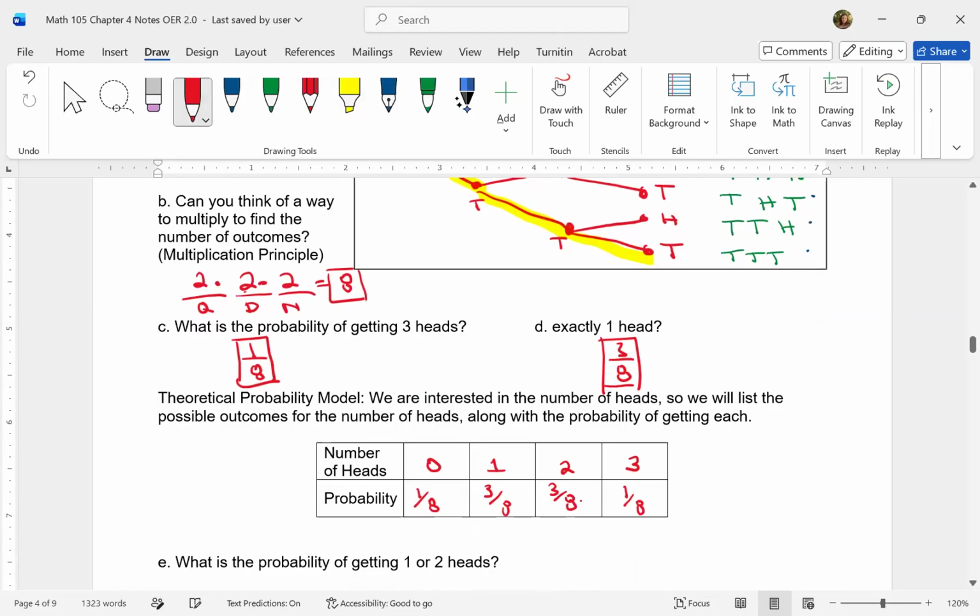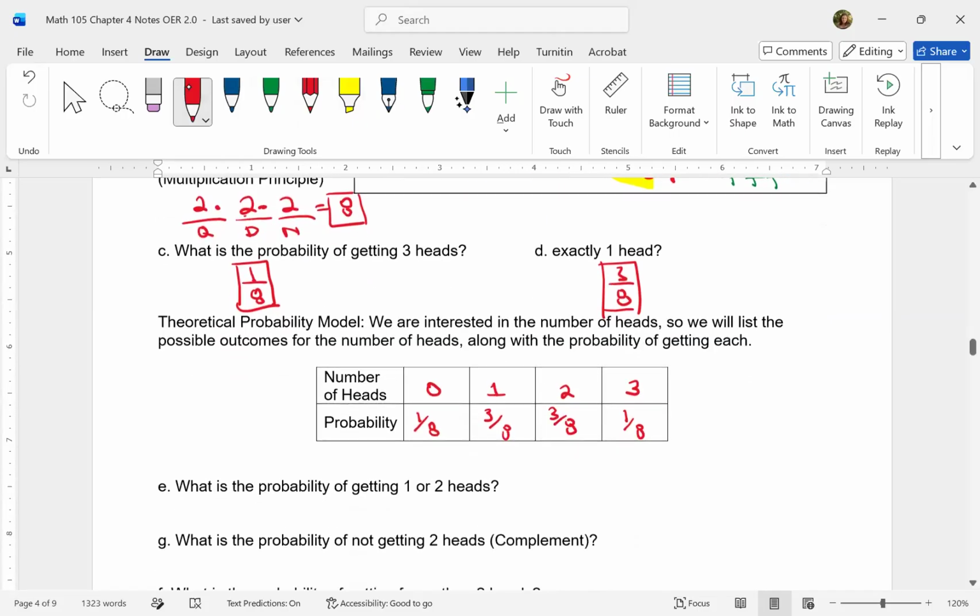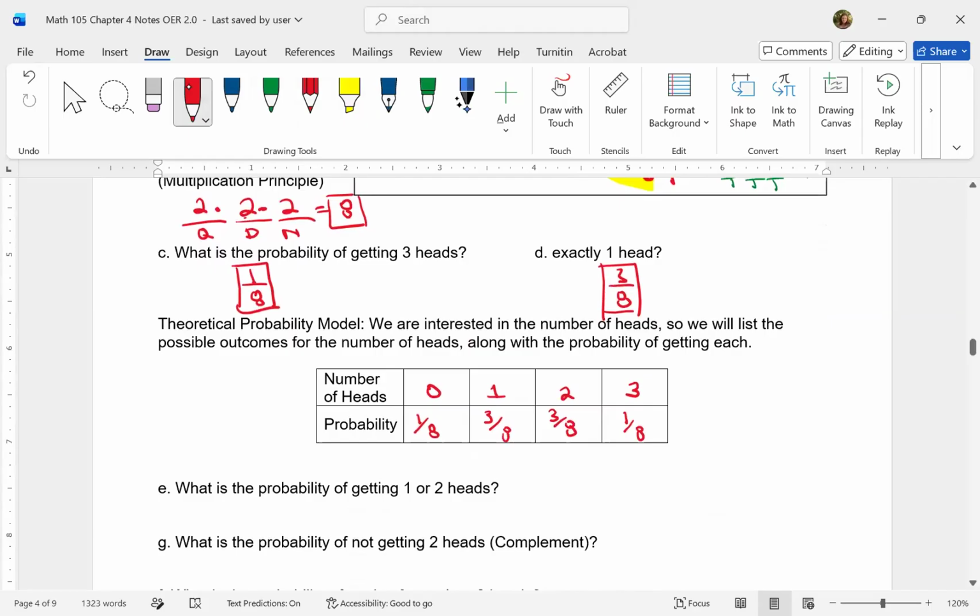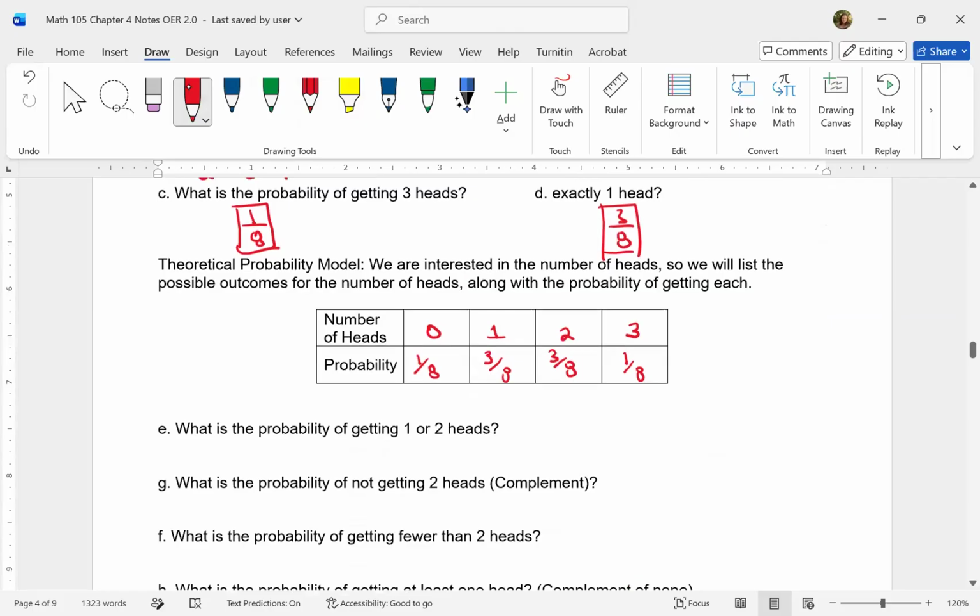So this table sums up all the possibilities without the list of possibilities. And then we can use that information to ask some questions. So the first thing they say, what is the probability of getting 1 or 2 heads? So either could work. You could get 1 head or you could get 2 heads.